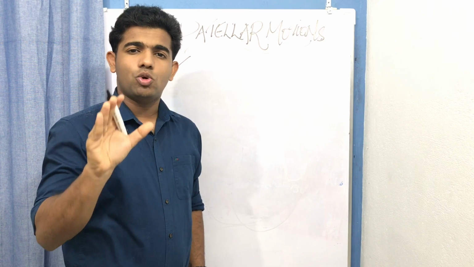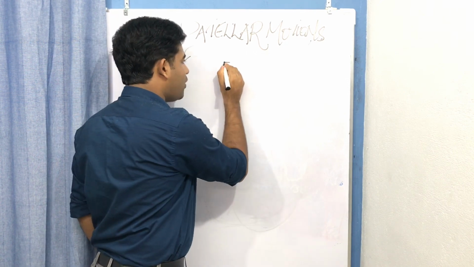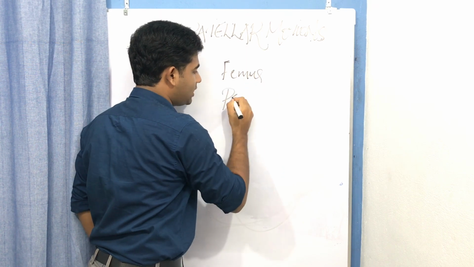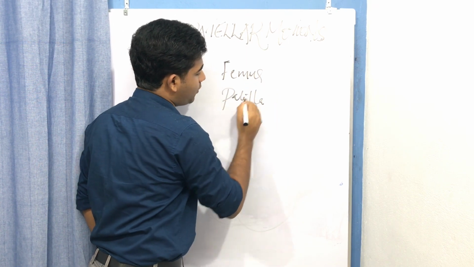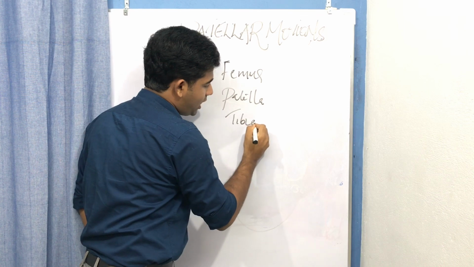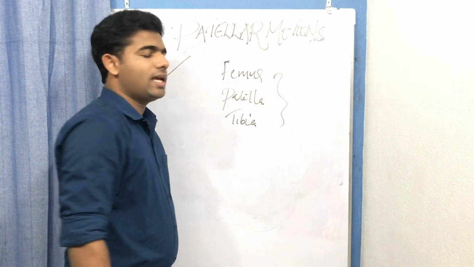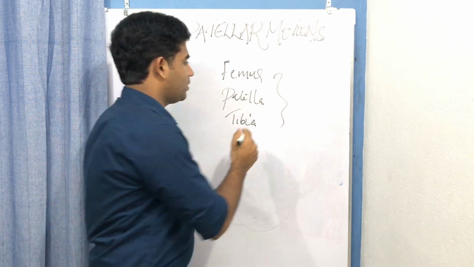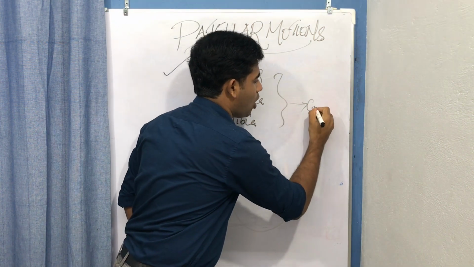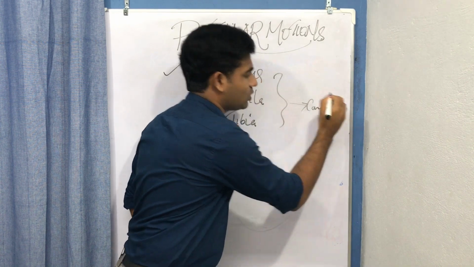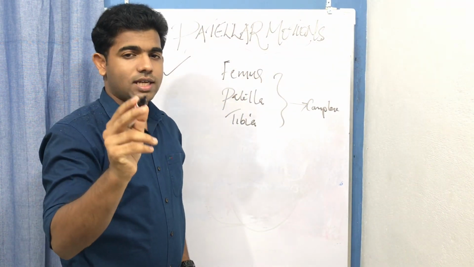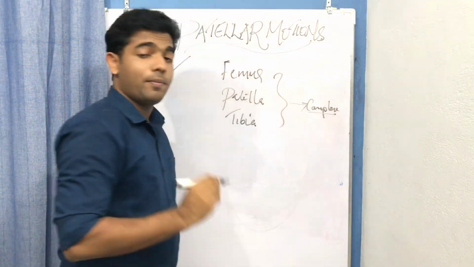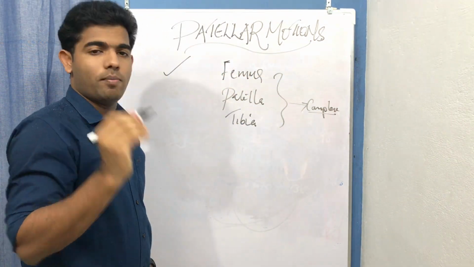But I want to give you a general picture. We have here our femur, we have here our patella, and we have of course the tibia, a three-bone combination. And this just makes the motion a complex one, right? But need not worry, we will simplify it for you. This is making the joint motions a complex one.